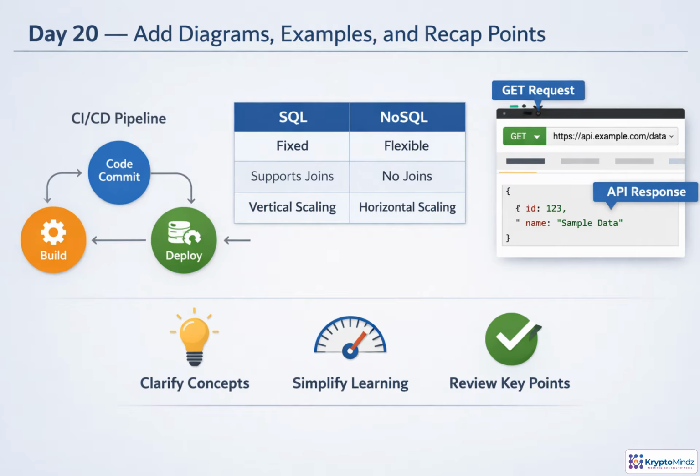For technical topics, choose the visual that matches the thinking task. Use flow diagrams for sequences, like request-response cycles or CI/CD. Use comparison tables when learners need to choose between options, like SQL and NoSQL. Use labeled screenshots or code snippets for tools, syntax, and outputs. Then finish the lesson with 3 recap points that restate the main outcome in plain language.